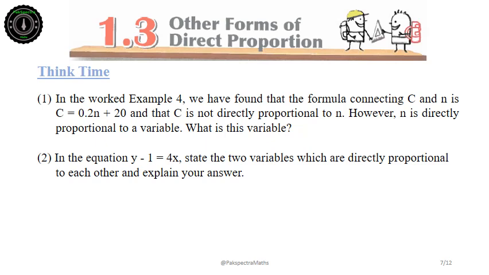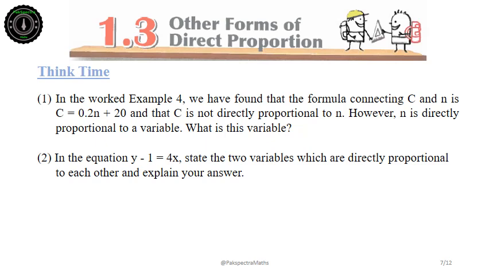So we can say that there is another variable, which is capital D equal to C minus 20, which can be regarded as a variable that has direct proportionality with n. Similarly, in the equation y minus 1 is equal to 4x, there we have two variables which are directly proportional to each other. We have to say what those two variables are.